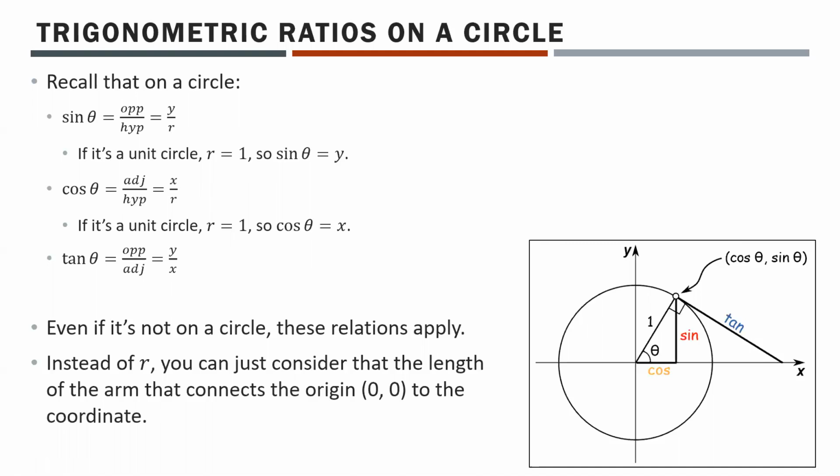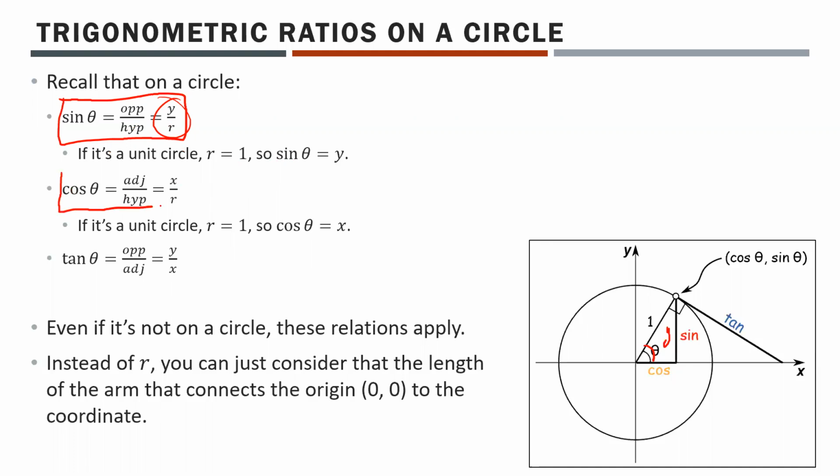Recall that on a circle, sine theta is opposite over hypotenuse, which again, on a circle would mean that you have y over r. This picture is a really good example of that, of course. If this is your angle theta, y, of course, is this side. That's your opposite side divided by your hypotenuse, which is whatever the radius of your circle is. In this picture, it was 1 because it's a unit circle. So again, if it's a unit circle, r is 1, so sine theta equals y. This is probably more useful than just saying sine theta equals y, but whatever floats your boat.